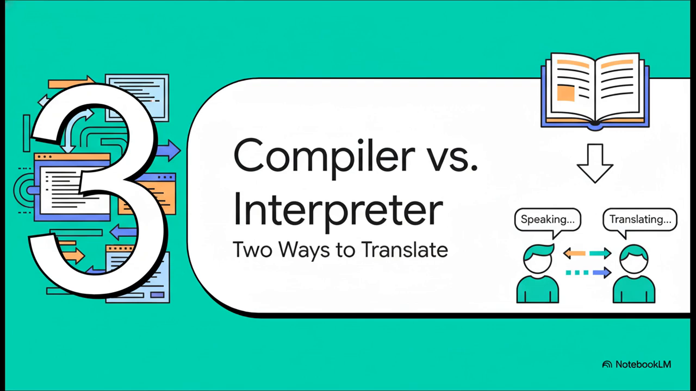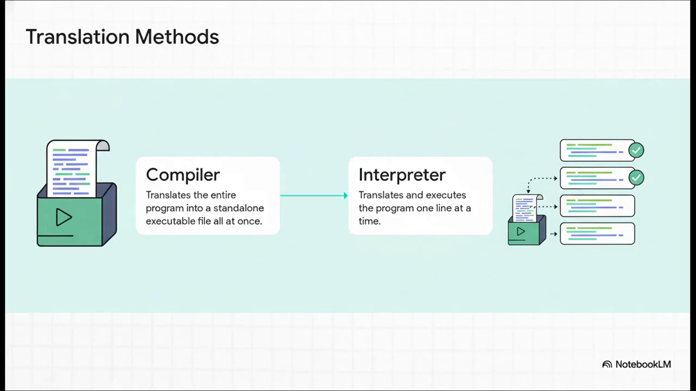Okay, so compilers and interpreters, they both have the same goal, right? Get the code running. But they go about it in totally different ways. Here's a great way to think about it. A compiler is like translating an entire book from start to finish and then handing you the completed translated copy. An interpreter, on the other hand, is like having a personal translator sitting next to you translating for you, sentence by sentence right as it's being spoken.